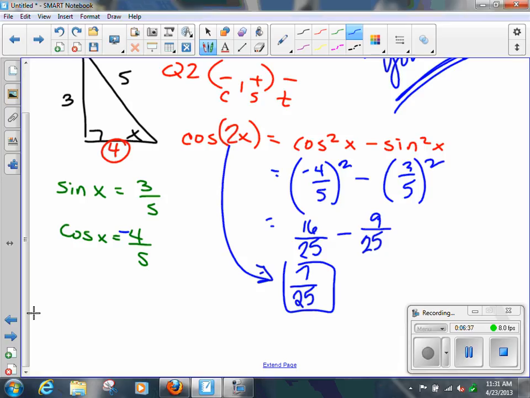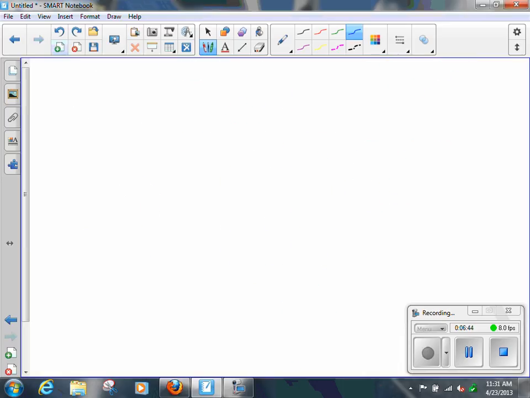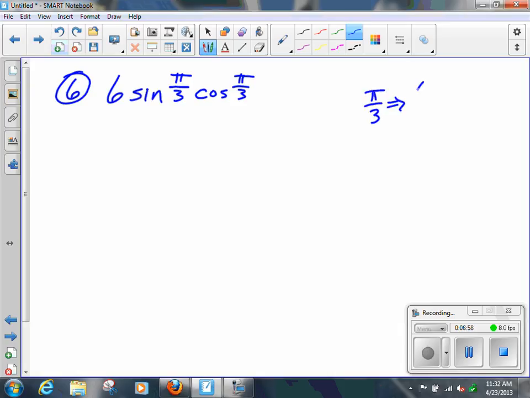Number 6. Damien, do you like number 6? Yeah. It's pretty simple. Here's number 6: 6 times the sine of pi over 3, cosine of pi over 3. Folks, what's the only thing that you know already? You know that pi over 3's terminal point is what? Isn't it 1/2, root 3 over 2? 1/2 is the cosine value, root 3 over 2 is the sine value.